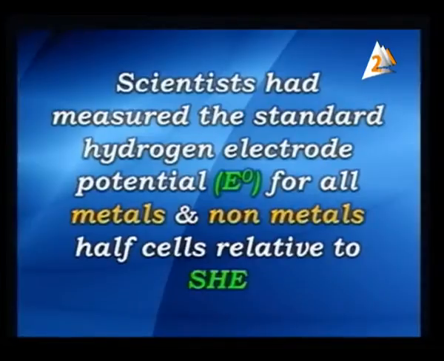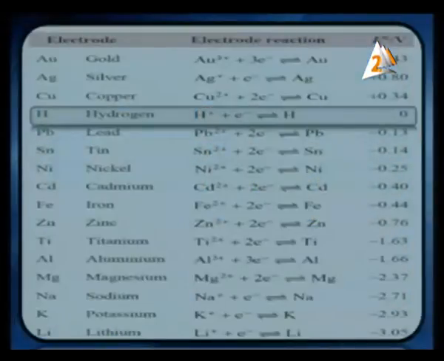3.045. This means positive. But the other one, the standard reduction potential, is the same but negative, 3.045. What about the hydrogen? Its standard oxidation potential is 0, and the standard reduction potential is 0 volt also.